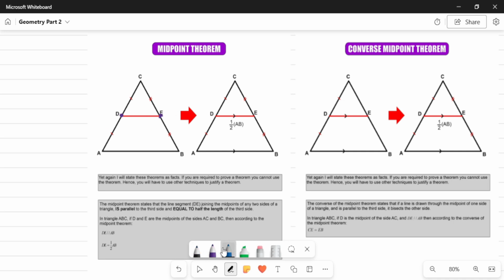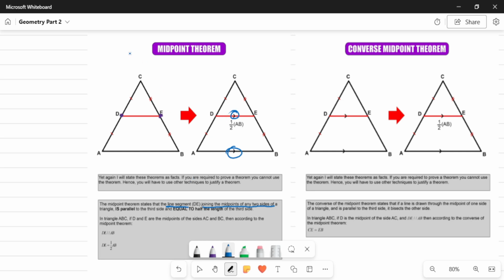What happens is, when you have this scenario, this is what we say. If you have a line segment joining the midpoints of any two sides of a triangle, so DE is joining the midpoints of these two sides of the triangle, what we can conclude is that this line segment is parallel to the third side of the triangle. So we spoke about two sides. The third side, the side that we do not speak about, it's parallel to the third side, and it is equal to half the length of the third side, AB.